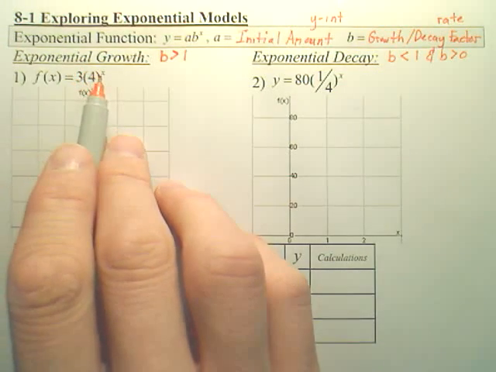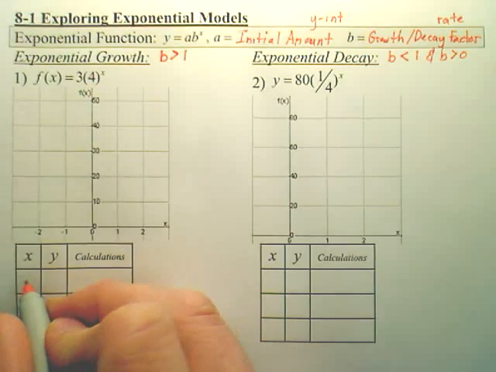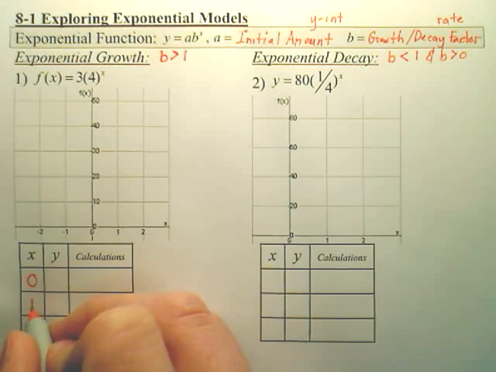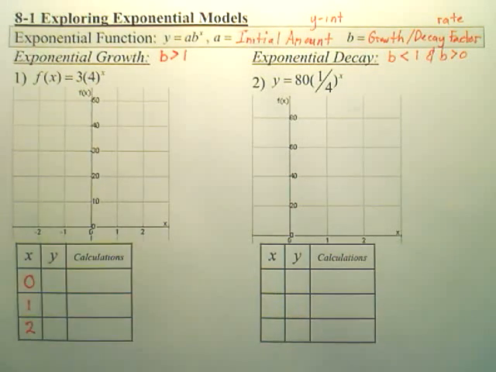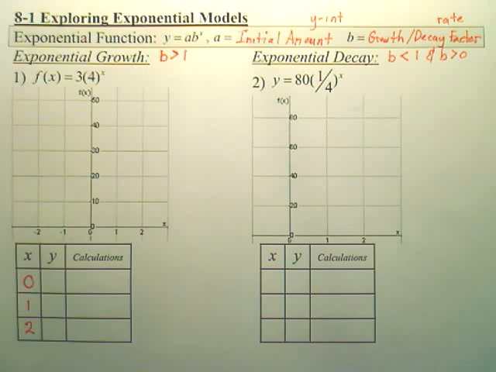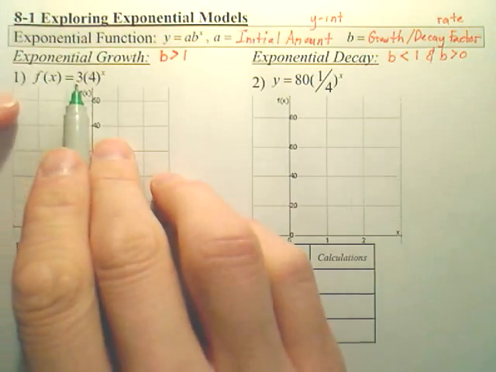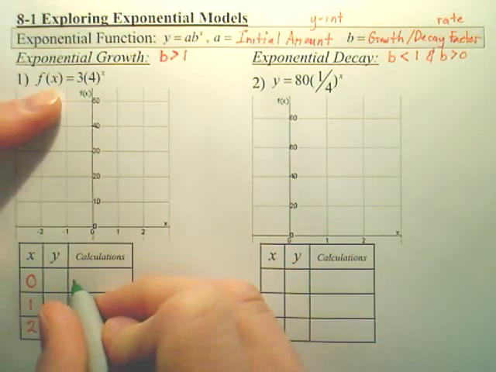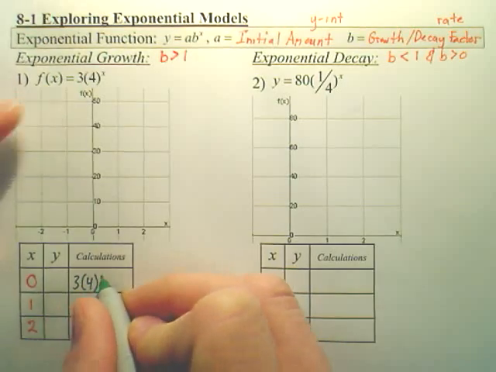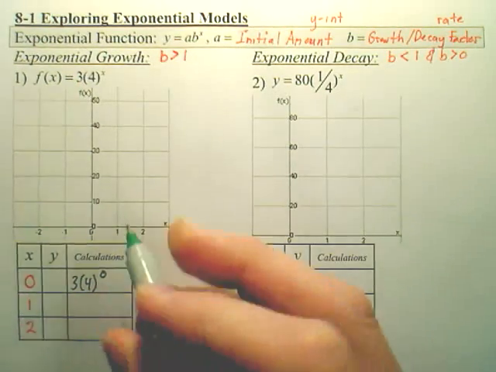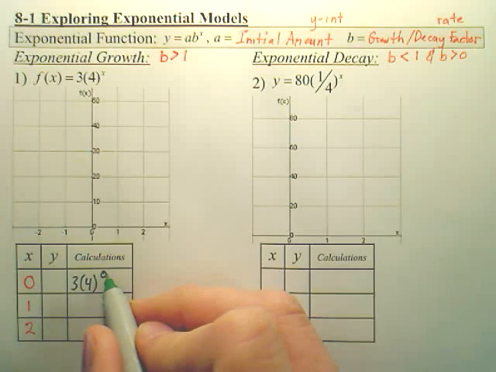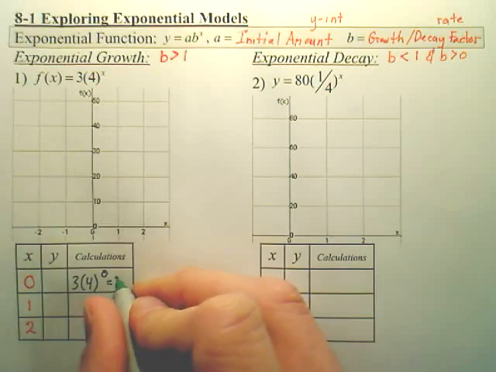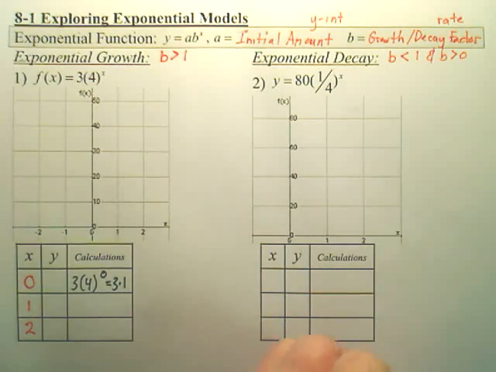How do we graph this? We're going to make a table down here. We're going to start with 0, then 1, and then 2. We're going to plug those numbers in, calculate the outputs, and then graph it. So here's our equation. y equals 3 times 4 to the 0 power. X is 0. So what's 4 to the 0 power? Anything to the 0 power is 1. So that's going to be 3 times 1, which is 3.